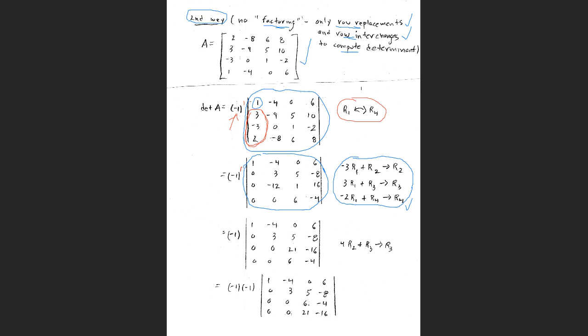So now what I want to do is get a 0 where the -12 is. So I'll use the 3 above as a pivot, and I'll multiply the second row by 4 and add it to the third row. Again, that is just a row replacement operation, so the value of the determinant does not change. And as we do every one of these row operations, the matrix is looking nicer and nicer.